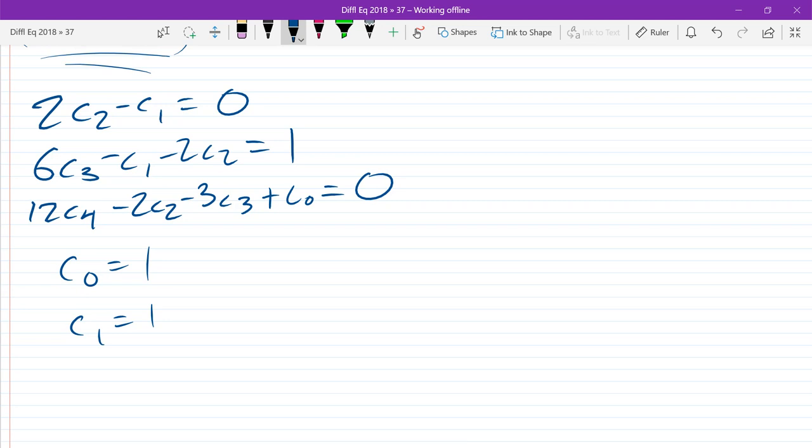I'm not going to bother using a matrix. This is easy enough. So subtract C1 to the other, or add C1 to the other side, 2C2 equals C1, C2 equals 1 half C1, which is 1 half. Now I know C0, C1, and C2, I could find C3 on my second equation.